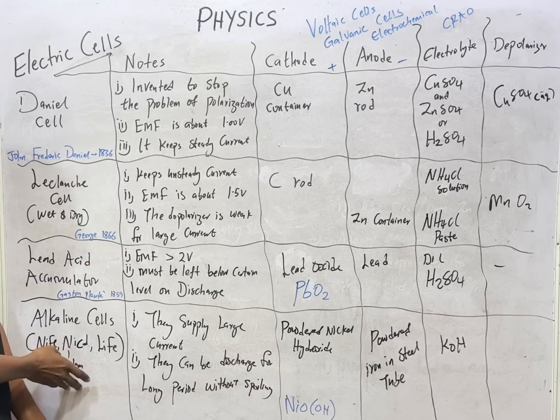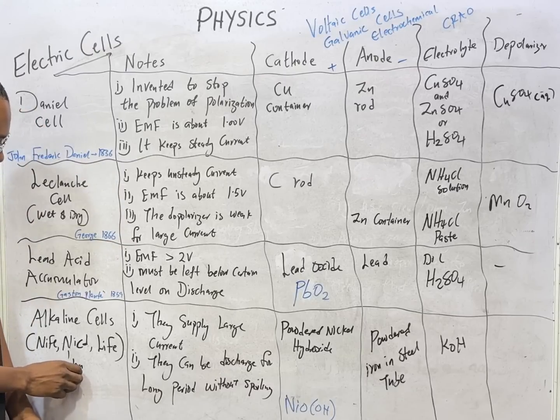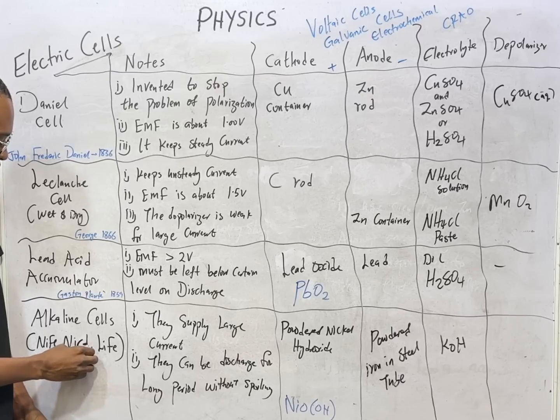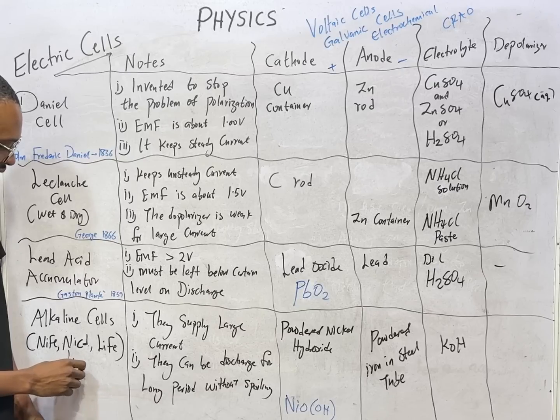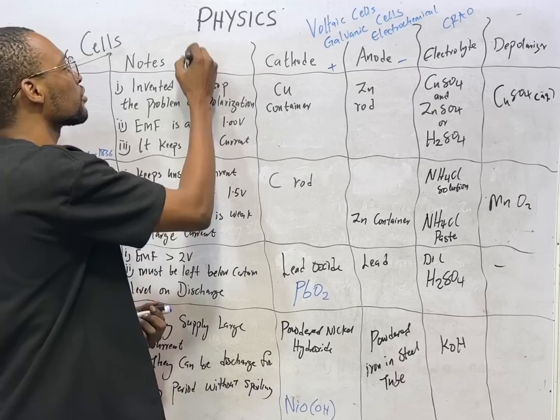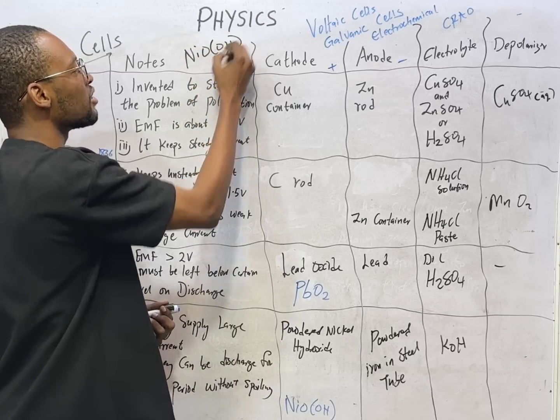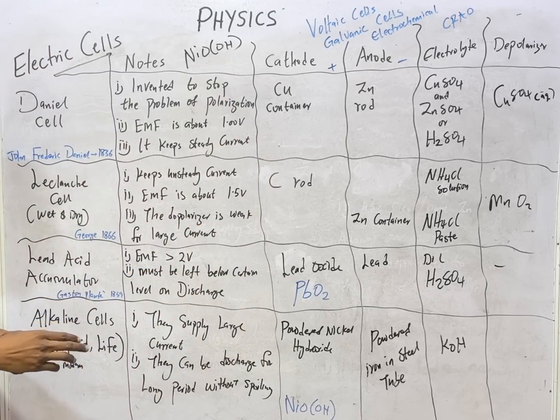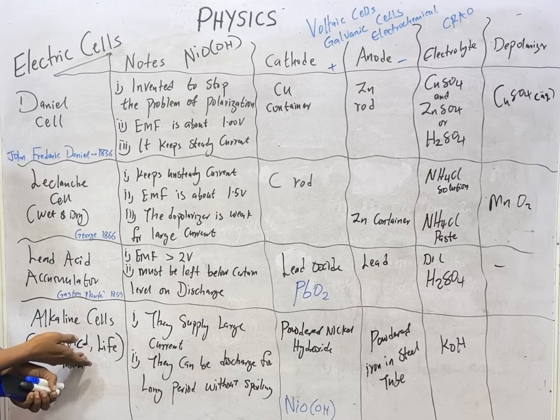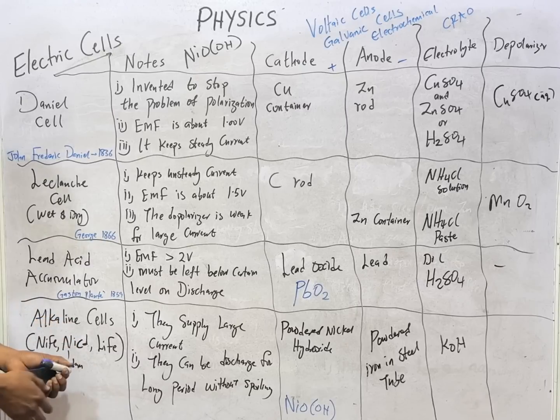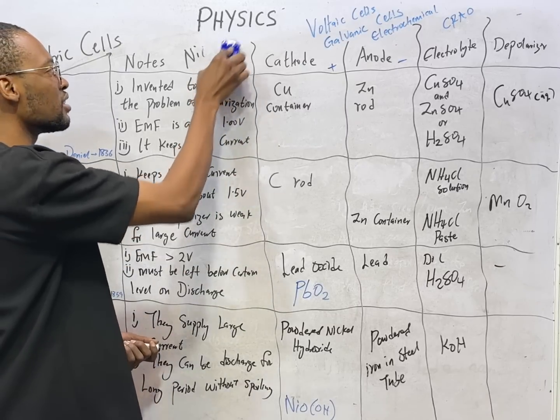How about for nickel cadmium? For nickel cadmium, basically the cathode will be something of nickel and the anode will be something of cadmium. In this case, for nickel cadmium battery, the cathode is nickel oxide hydroxide, NiOOH. That is the cathode for nickel cadmium battery, the modern battery used. The cathode is nickel oxide hydroxide and the anode is cadmium, Cd.